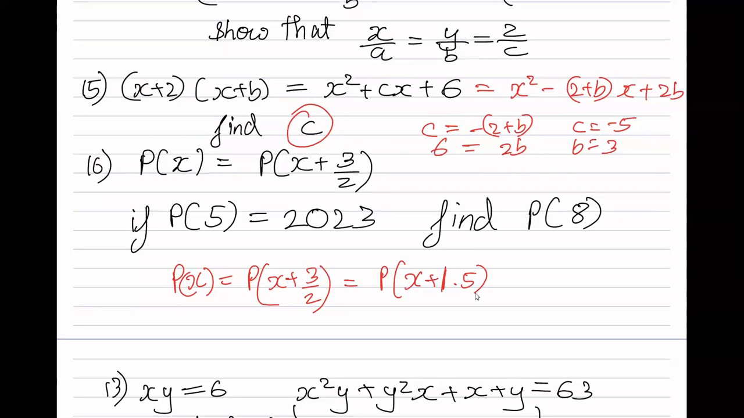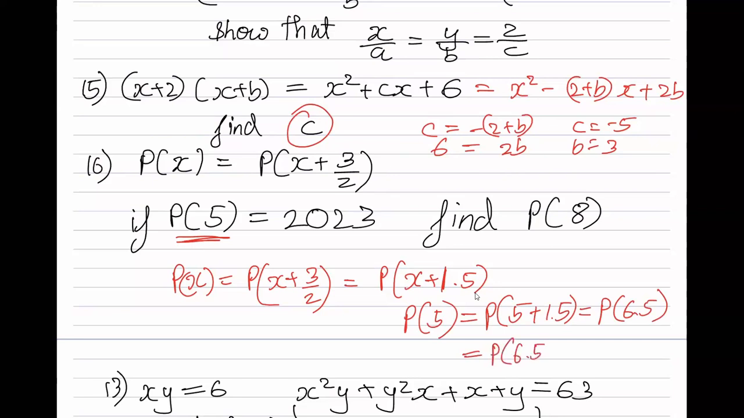Now it is given that P of 5 is 2013. So P of 5 will be equal to P of 5 plus 1.5, which is equal to P of 6.5. Correct. And this P of 6.5 will be equal to P of 6.5 plus 1.5, which is equal to P of 8. So over here, we have a polynomial or a function that is periodic and has a period of at least 3 by 2.